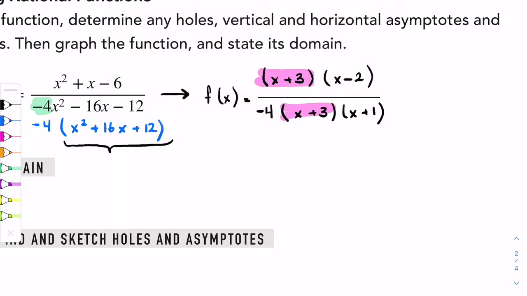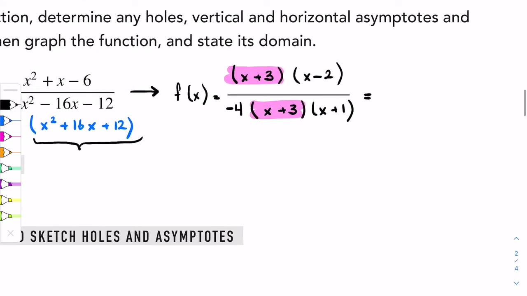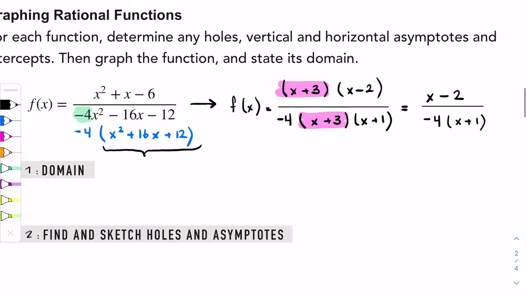So here we have our common factor. Eventually we would eliminate that, especially when we're finding the holes. So our simplified form is going to be x minus 2 in the numerator divided by negative 4 times x plus 1. All right, I'll label all of these for you.